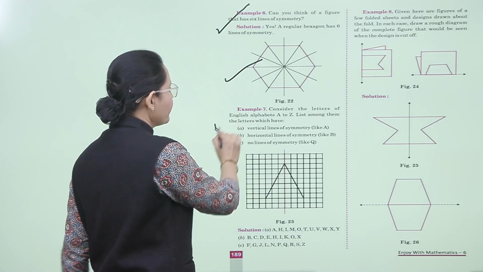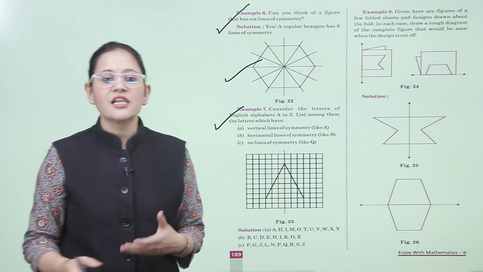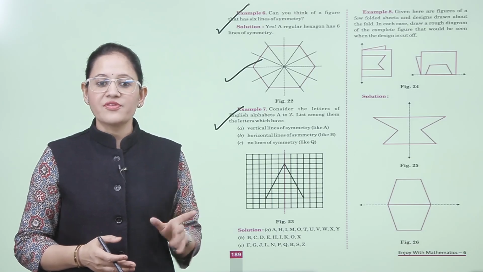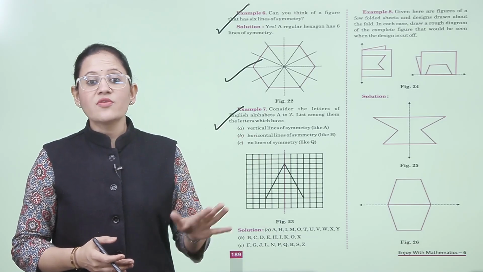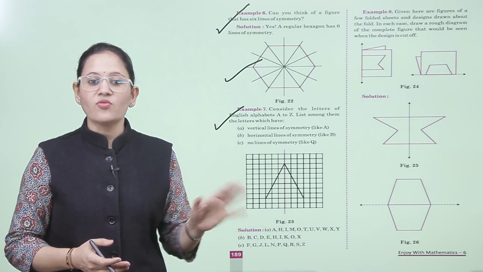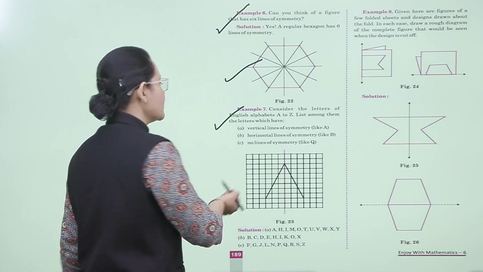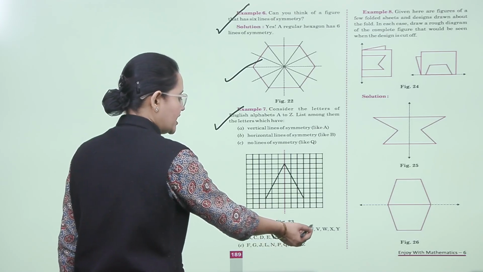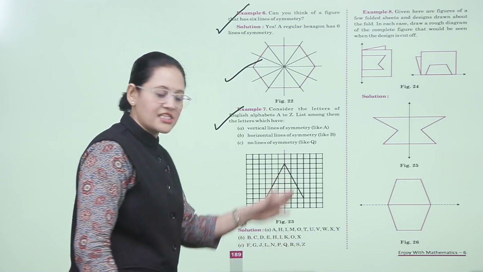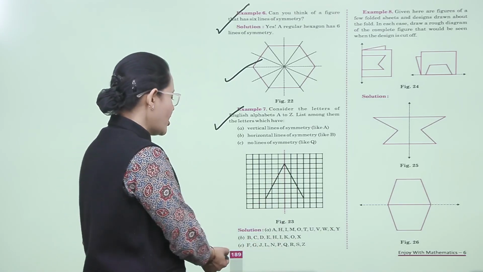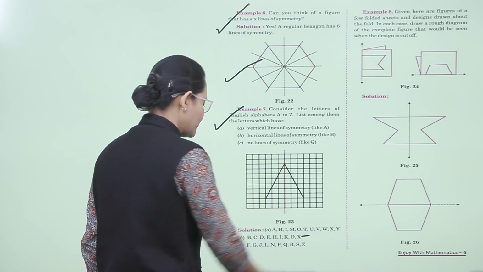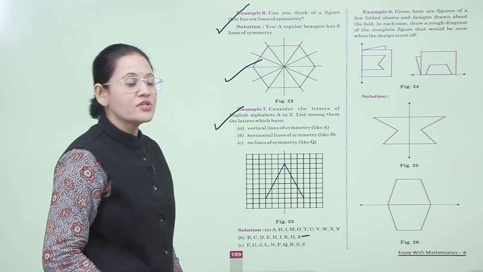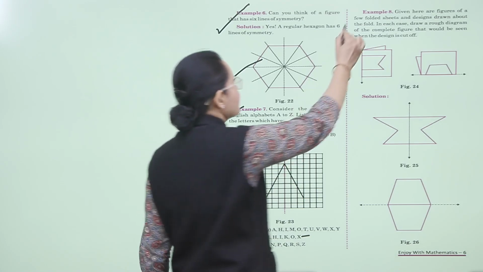Next example, consider the letters of the English alphabet A to Z. List among them the letters which have a vertical line of symmetry, which have a horizontal line of symmetry, and no line of symmetry. So you can see the vertical line of symmetry in A, H, L, M, O, T, U, V, W, X, Y. All these letters have a vertical line of symmetry. Horizontal, all these letters have a horizontal line of symmetry, and these letters have no line of symmetry. Next example.